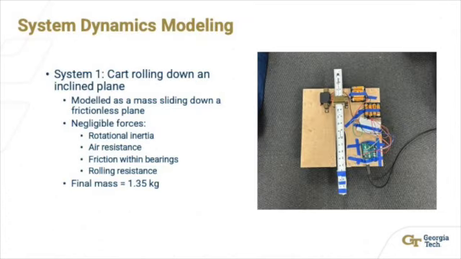Our cart can be broken down into two separate systems. The first system is a cart rolling down an inclined plane. It can be modeled as a mass sliding down a frictionless plane. The negligible forces are rotational inertia, air resistance, friction within bearings, and rolling resistance. Our cart had a final mass of 1.35 kilograms.